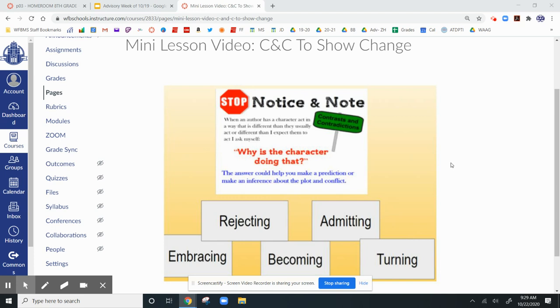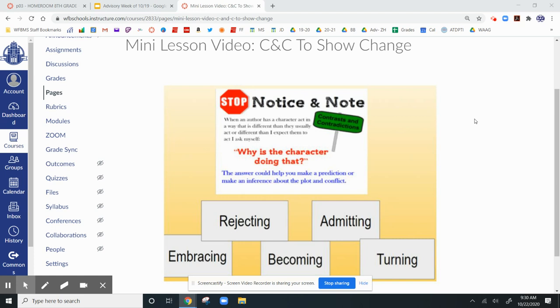So a review of what that signpost means. Contrast and contradiction, of course, is when an author has a character act in a way that is different than they usually act, or different than I expect them to act. When that happens, you ask yourself, why is the character doing that? So a couple of tweaks with the memoir here. Obviously, we don't have an author inventing a character. It is spoken from the memoir author's perspective.